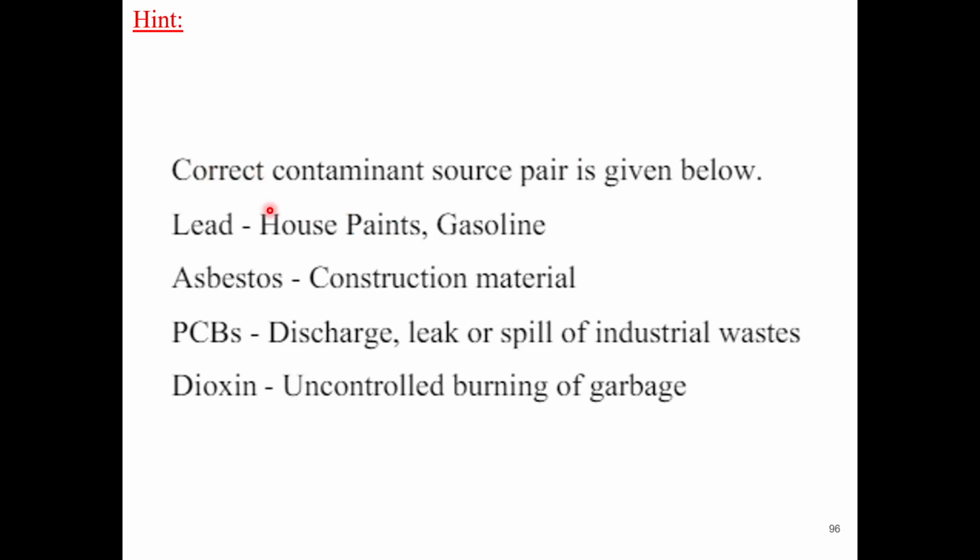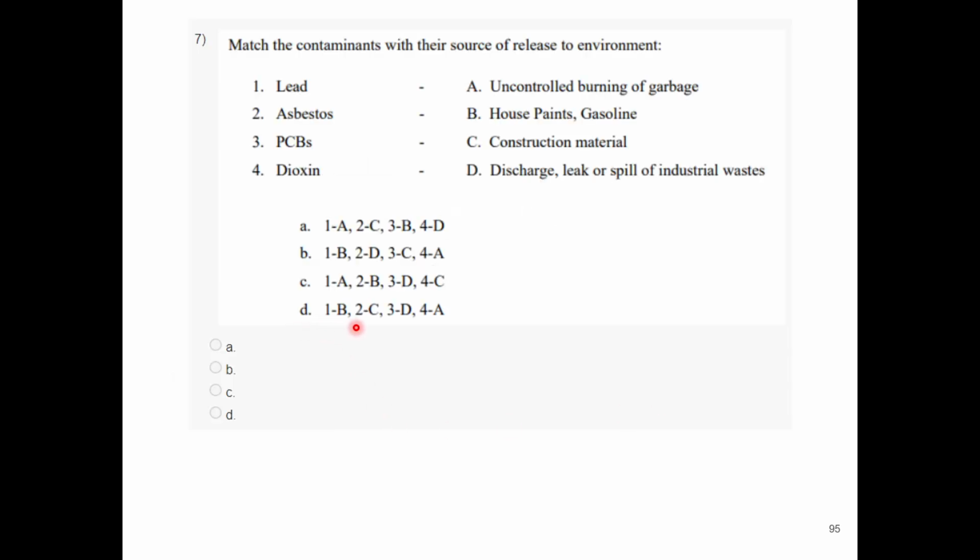So here also it is shown. Correct contaminant source pair is given below. Lead, house paints, gasoline, asbestos, construction material, PCBs, discharge, leak or spill of industrial waste, dioxin, uncontrolled burning of garbage. Okay, so basically D is the correct option. So as you can see, D, 1 lead, house paints, gasoline, 2 asbestos, C construction material, 3 PCBs, polychlorinated biphenyls, D discharge, leak or spill of industrial waste, 4 dioxin, A uncontrolled burning of garbage. Okay, so that is the correct option.